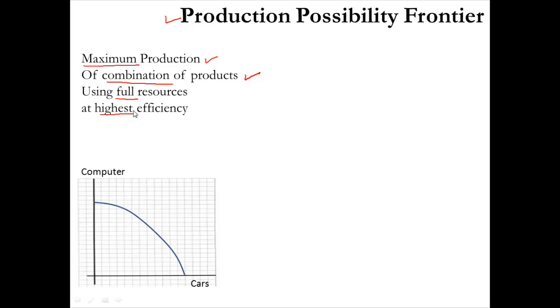Now PPF, which we call it in short form, when you plot on the graph looks like this. The y-axis is for the computer, this is y-axis, and x-axis is for the cars, this is x-axis, and origin is O. Now, for the sake of explanation, I will mark some points on this PPF curve. Let us say this I will mark as A, this I will mark as B, this I will mark as C, this I will mark as D, and this I will mark as E.